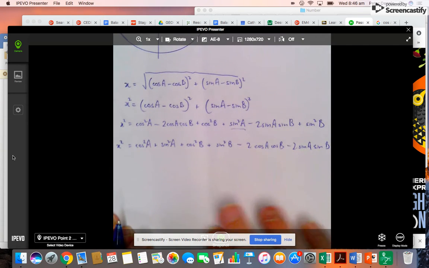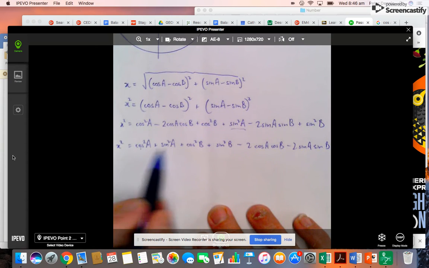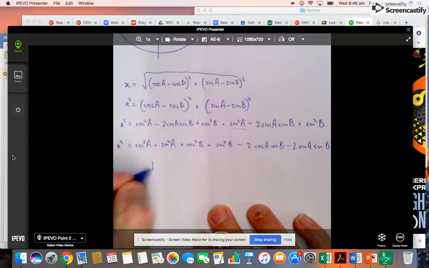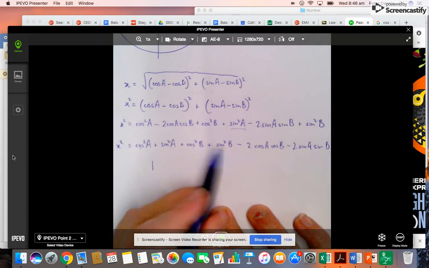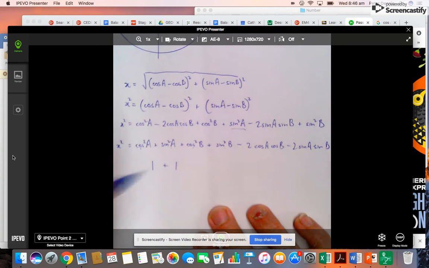Now, the nice thing about that is that cos squared A plus sine squared A, well, that equals 1. Cos squared B plus sine squared B equals 1. So we're starting to simplify this down a fair amount. Remember, it's on the unit circle, and that's the whole reason why that cos squared A plus sine squared A equals 1.